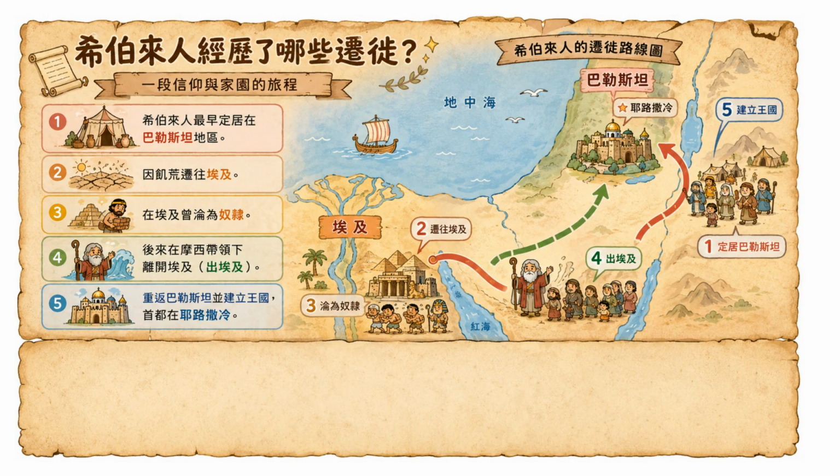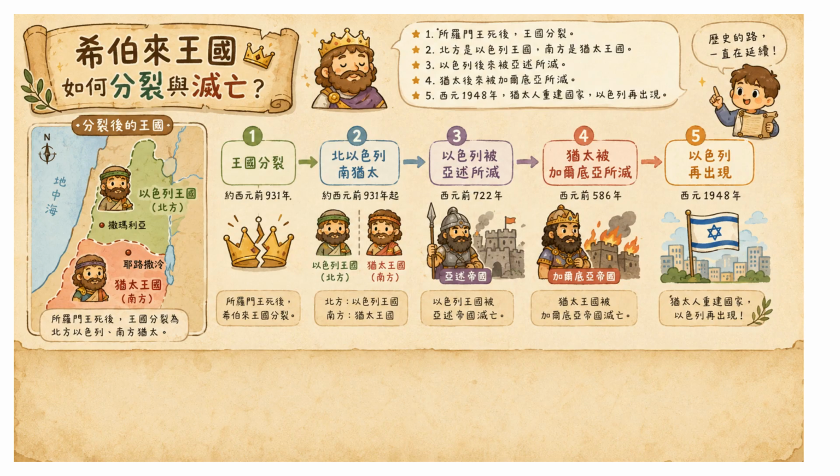This slide shows a route of migration, so follow the arrows carefully. The Hebrews first lived in the region of Palestine, then moved to Egypt because of famine. In Egypt, they were once treated as slaves, and later they left under the leadership of Moses. After that journey, they were not just movement on a map, but also an important part of their history and identity. This slide shows a long process, not one single event. After King Solomon died, the kingdom split into two parts.